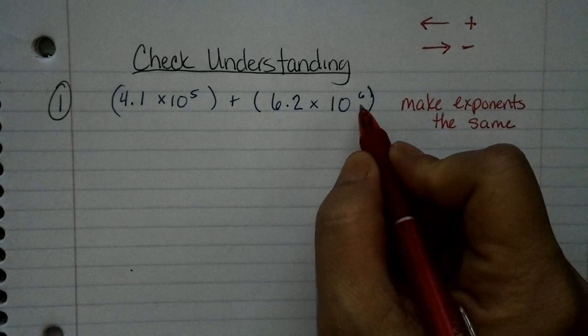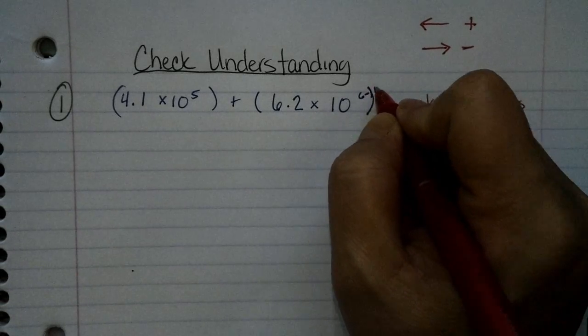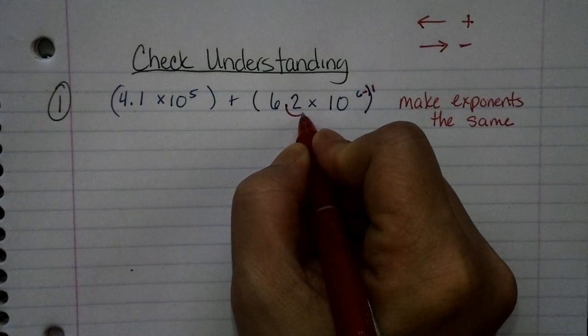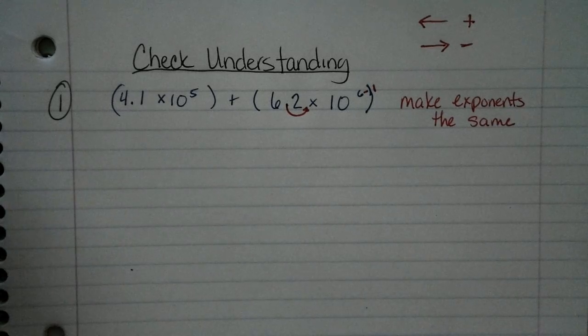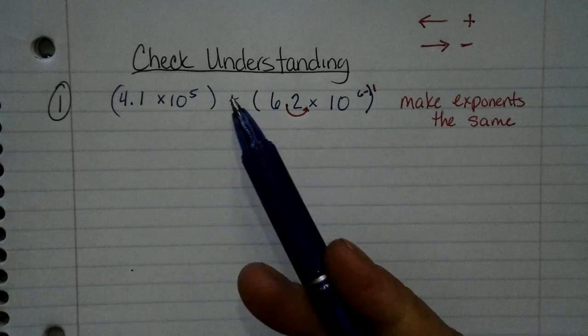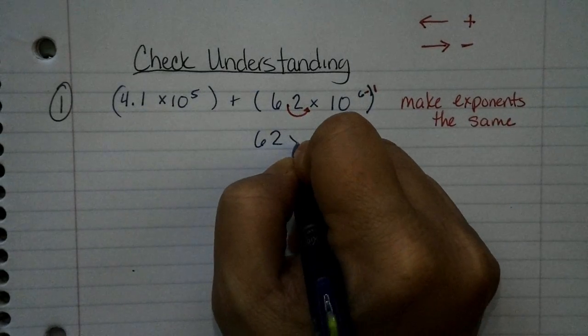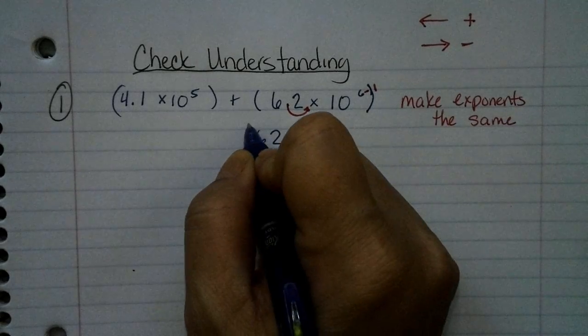All right, so I'm going to make this one a 5. So how do I make it a 5? I need to subtract 1. If I subtract 1, that means I'm going to move my decimal one place to the right. So that now I have 62 times 10 to the 5th power. So now I can add these together.